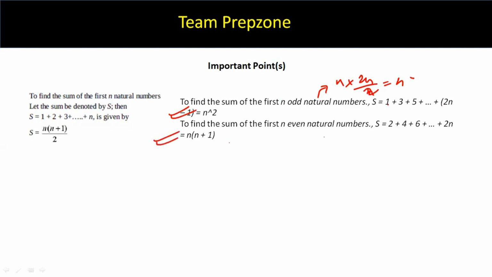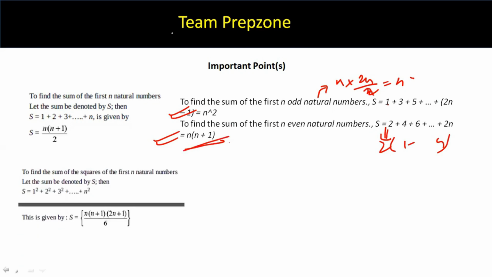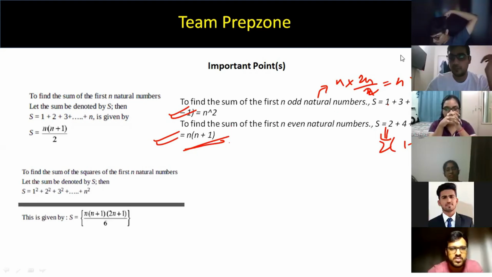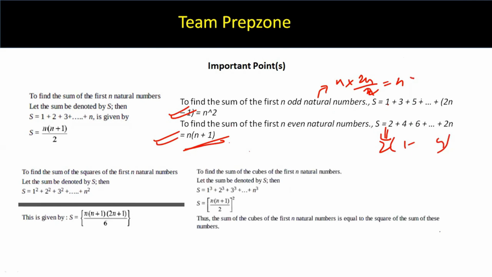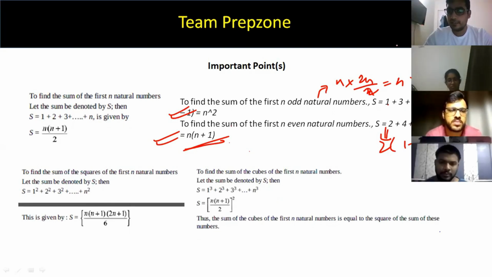Similarly, the sum of the first n natural numbers is, you just take 2 common, this is 1 plus 2 plus till n. So n into n plus 1 by 2 will be the sum. Then the sum of squares of the first n natural numbers is n into n plus 1 into 2n plus 1 by 6, right? And last, the sum of cubes of the first n natural numbers is n into n plus 1 by 2 whole square. So it's an important property: the square of the sum of the first n natural numbers is the sum of the cubes of the first n natural numbers.